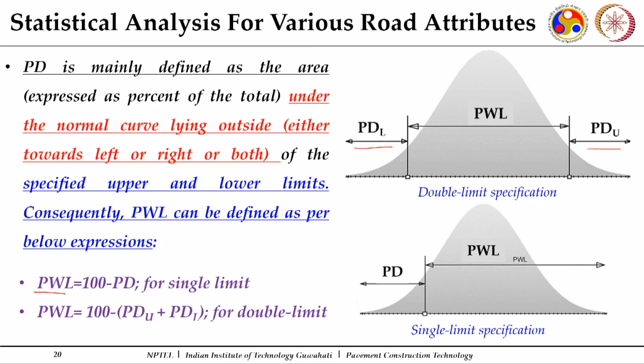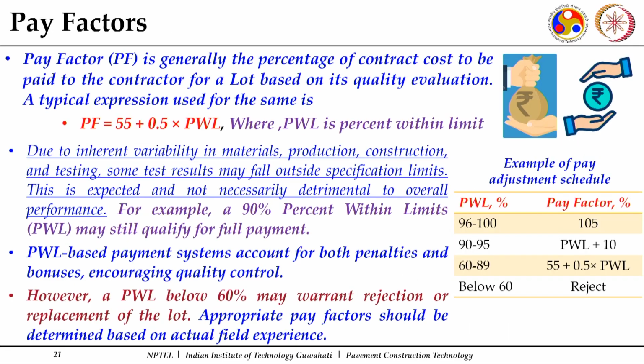So, I can work out the percent within limits. In case of one limit, it is 100 minus the percent defective, either lower or upper, and with two limits it is 100 minus the percent defective with the upper limit and considering the lower limit also. On the basis of this particular one we can work out the pay factors.